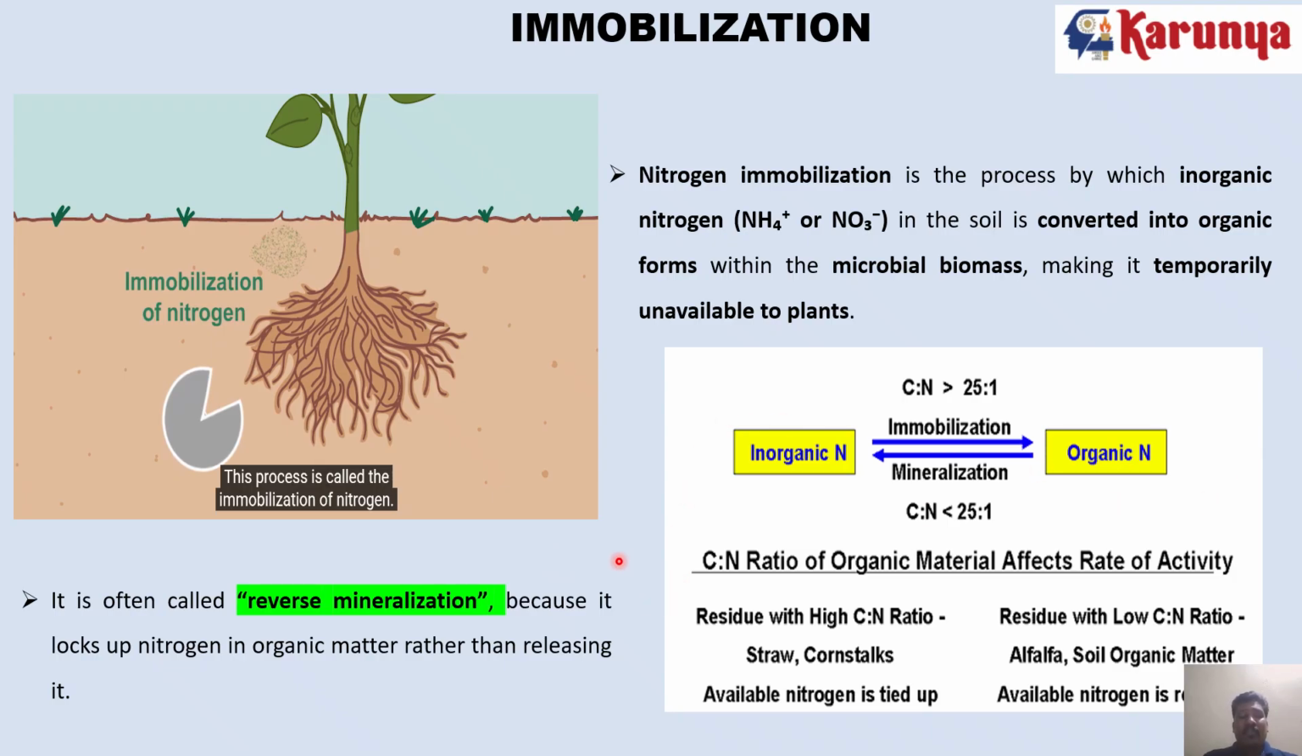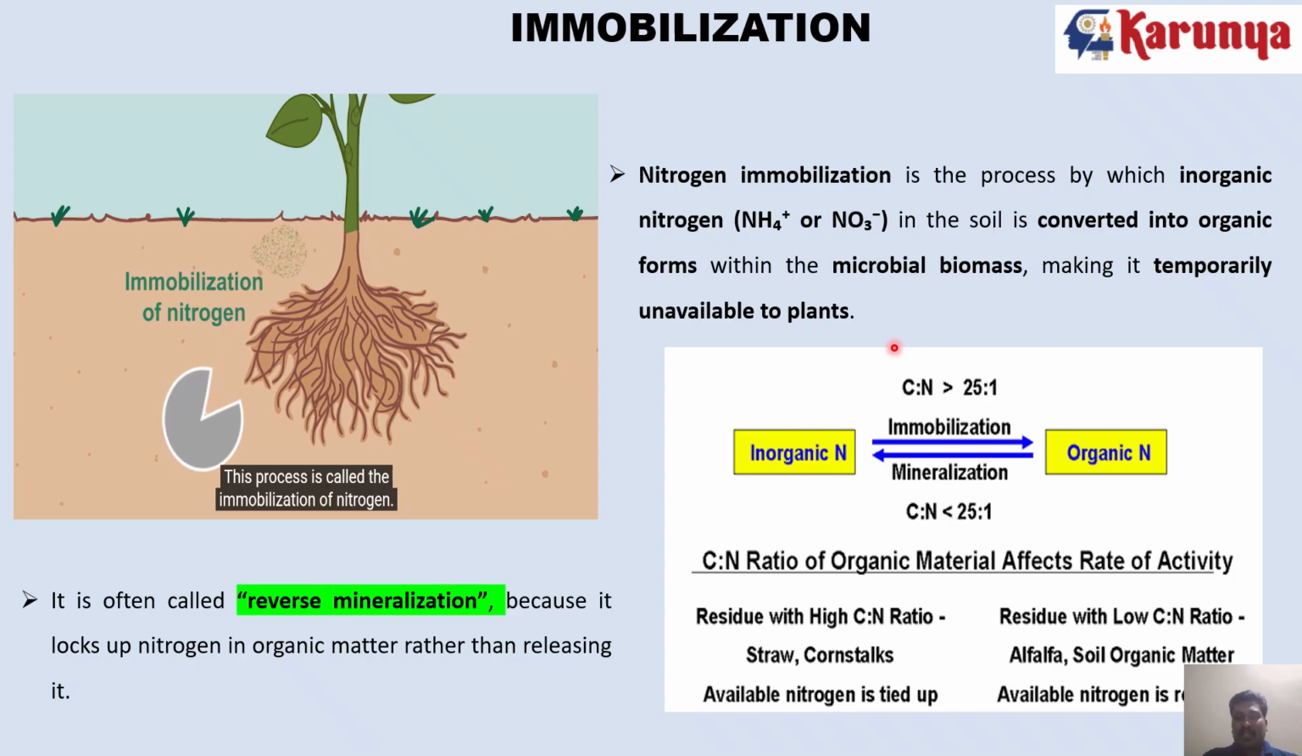We have seen mineralization, the reverse process of immobilization. Mineralization is nothing but conversion of organic to inorganic, the organic form of nutrient to the inorganic form of nutrient. For example, protein and amino acids are converted into ammonium and nitrate. The reverse process of mineralization is called immobilization. Here, the inorganic form such as ammonium and nitrate is converted into organic form again due to microbial biomass, which makes the nitrogen unavailable to the plant.